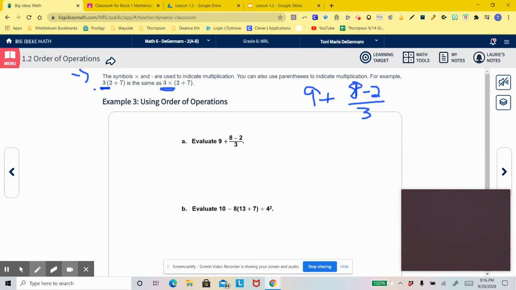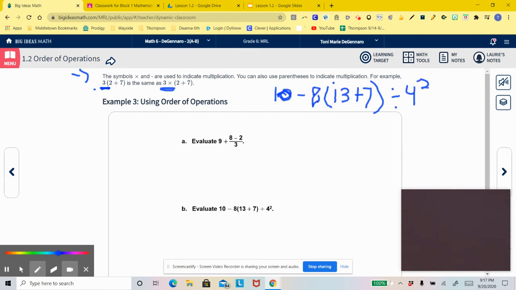It looks like we have to work with our fraction because 8 minus 2, we need to get that to be one term. So we're going to rewrite it as 9 plus, and 8 minus 2 is 6, and then we write 6 over 3. Now remember that fraction line means division, so you could do 6 divided by 3. So 9 plus 2, and 9 plus 2 is, oops, I almost wrote 10, is 11. And that's your final answer.